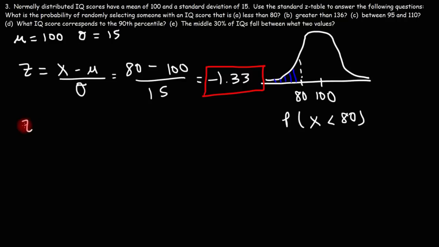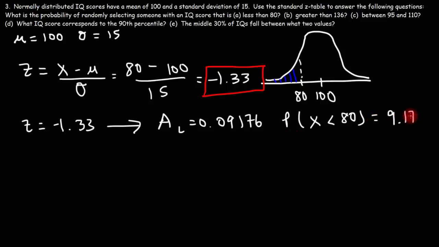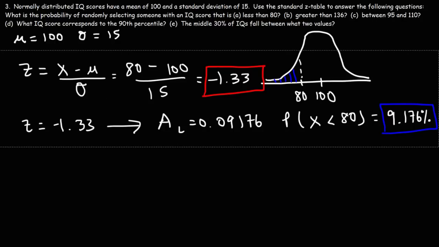So what you need to do at this point is use the negative z-table and find the value of the area that corresponds to the z value. Using that table, you should get 0.09176. Now that's the answer as a decimal. If we multiply this by 100, we'll get the answer as a percentage, which is 9.176%. So that is the probability of selecting someone with an IQ score less than 80. Now let's move on to part B.